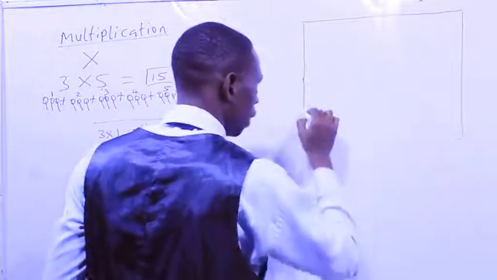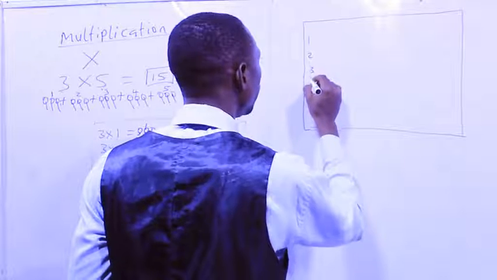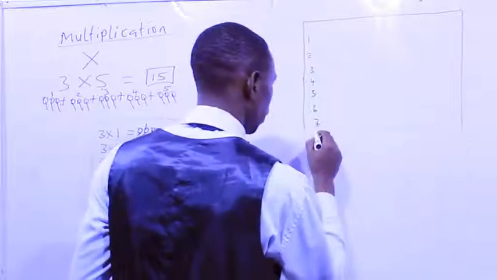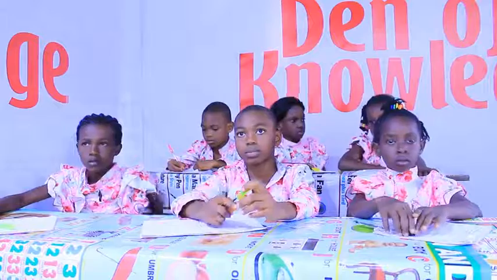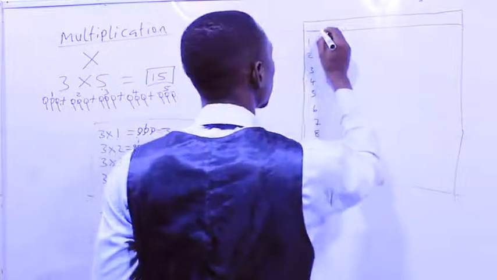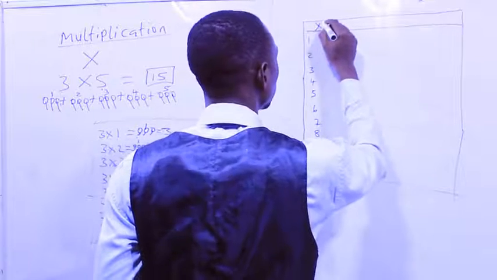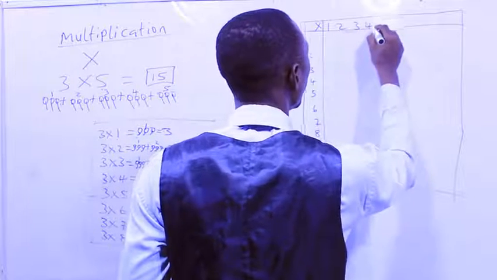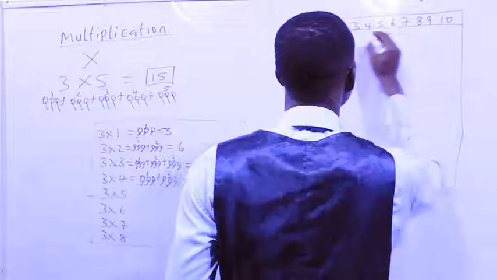And we have 1, 2, 3, 4, 5, 6, 7. Let me make it up to 12. 8, 9, 10. Okay, let me stop at 10. And we have another one up here. That is 1. This will be x. 1, 2, 3, 4, 5, 6, 7, 8, 9, 10. Let's separate it.